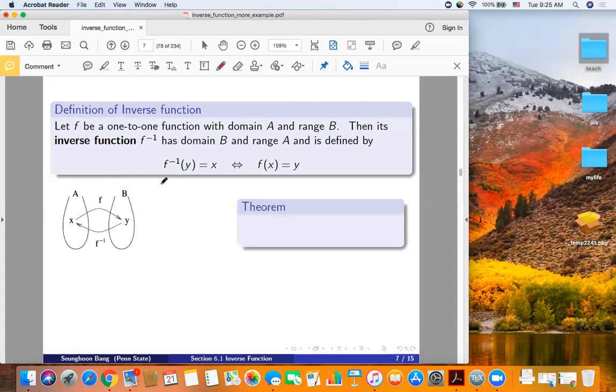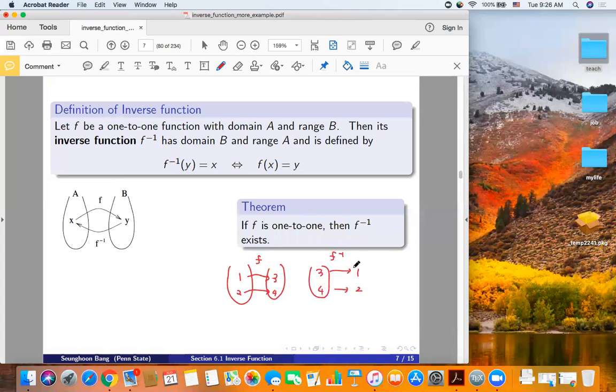So here, if the function f is one-to-one, the inverse function always exists. It's true. Why is this true? One example here: 1, 2, 3, 4. 1 is going to 3, 2 is going to 4. This function is f. What is the inverse function? Backward. 3 is going to 1, 4 is going back to 2. So you can change the role of domain and range.